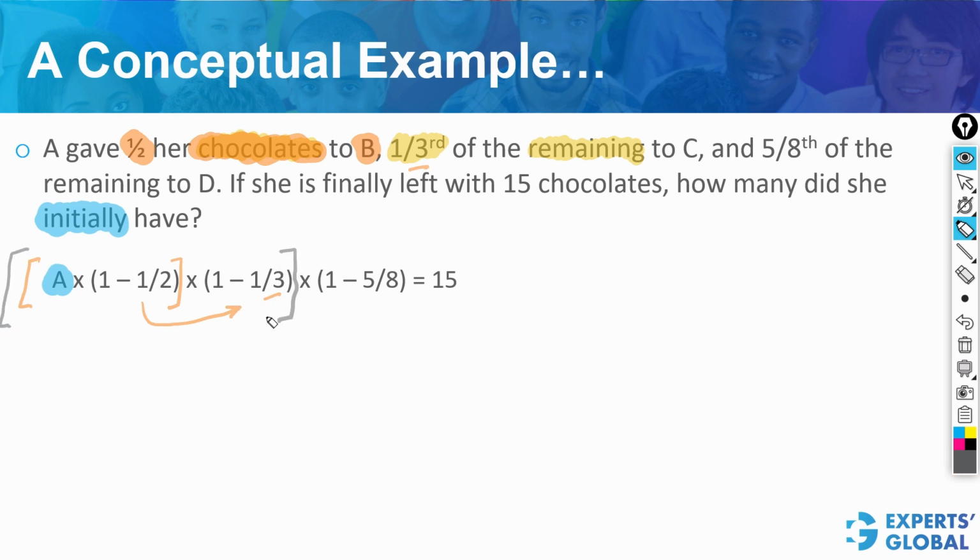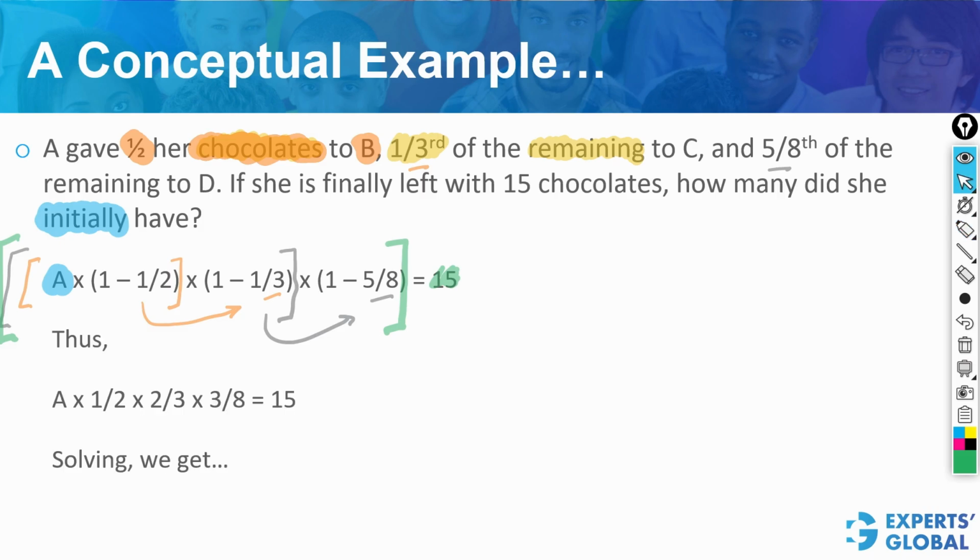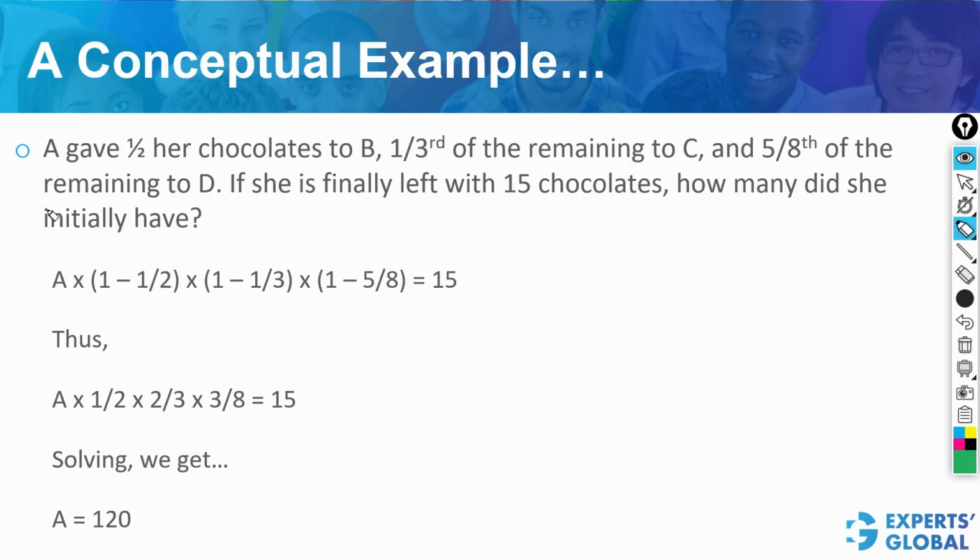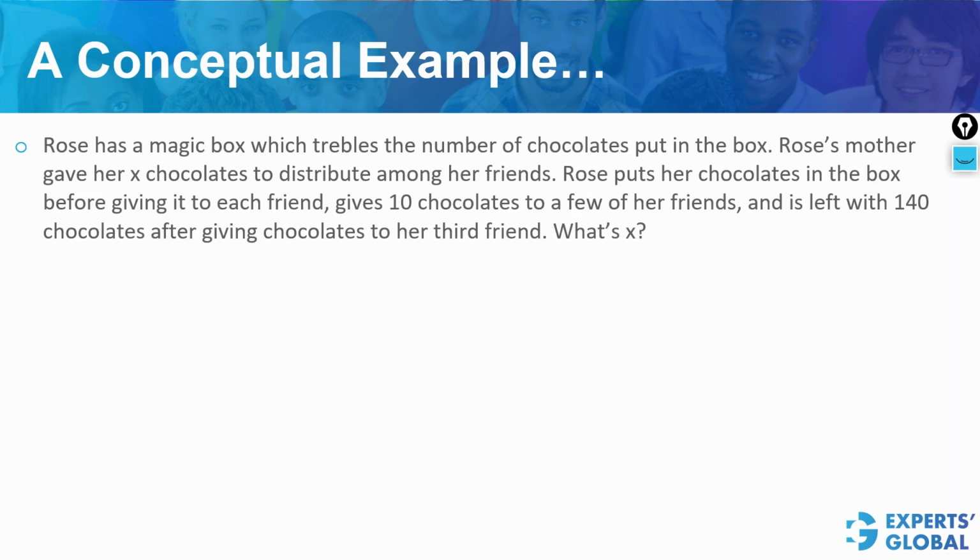And now, to the next person, she gives 5/8 the number of chocolates. So eventually, she would be left with these many chocolates, which is given to be 15. Now we can comfortably solve it. This equation simplifies into this equation, and on solving, we get A as 120, which means that initially she had 120 chocolates. That's the right answer. Please pause the video and solve this problem.